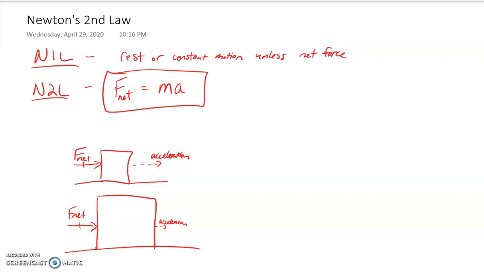Okay. If you look at the equation, F net equals ma, for a given force, the bigger the mass is, the smaller a is. We call it an inverse relationship between mass and acceleration. The bigger the mass, the smaller the acceleration, and vice versa. If something had a really small mass, it would have a really big acceleration for the same force.